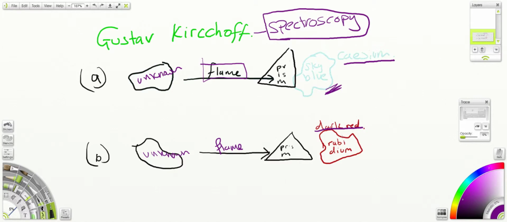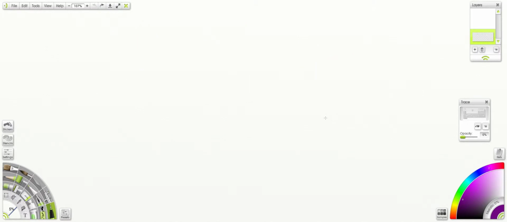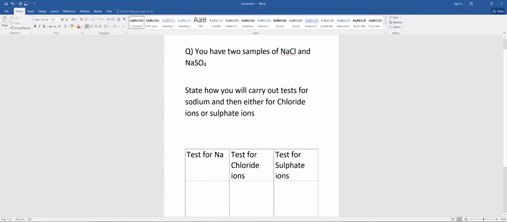Now we're going to look at how to detect and test for chloride ions and sulfate ions. I just want to show you this question. This is one of the questions that came up in a 6-mark question for C2 in the past. It says you have two samples, one of sodium chloride and one of sodium sulfate. State how you will carry out tests for sodium and then either for sodium chloride or for sodium sulfate.